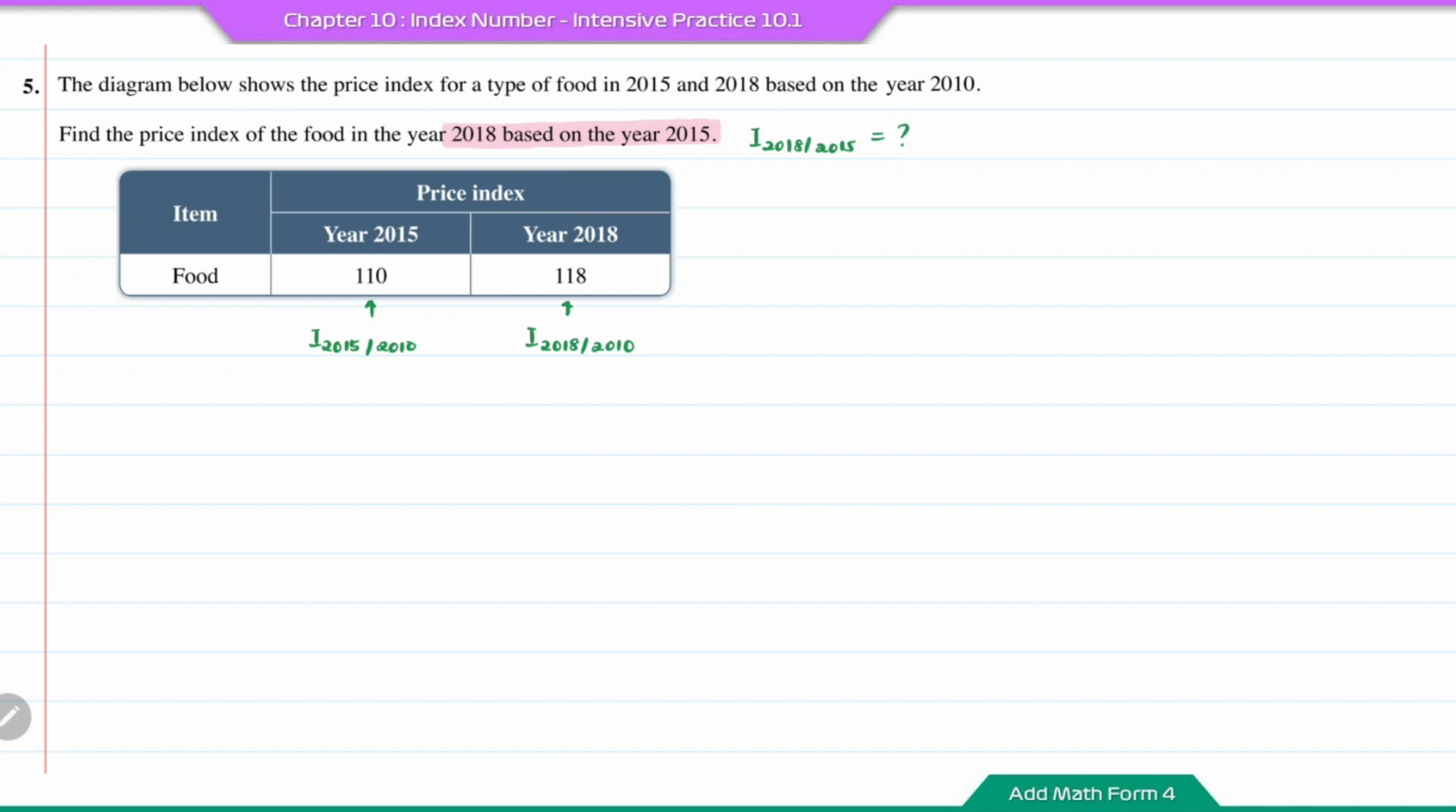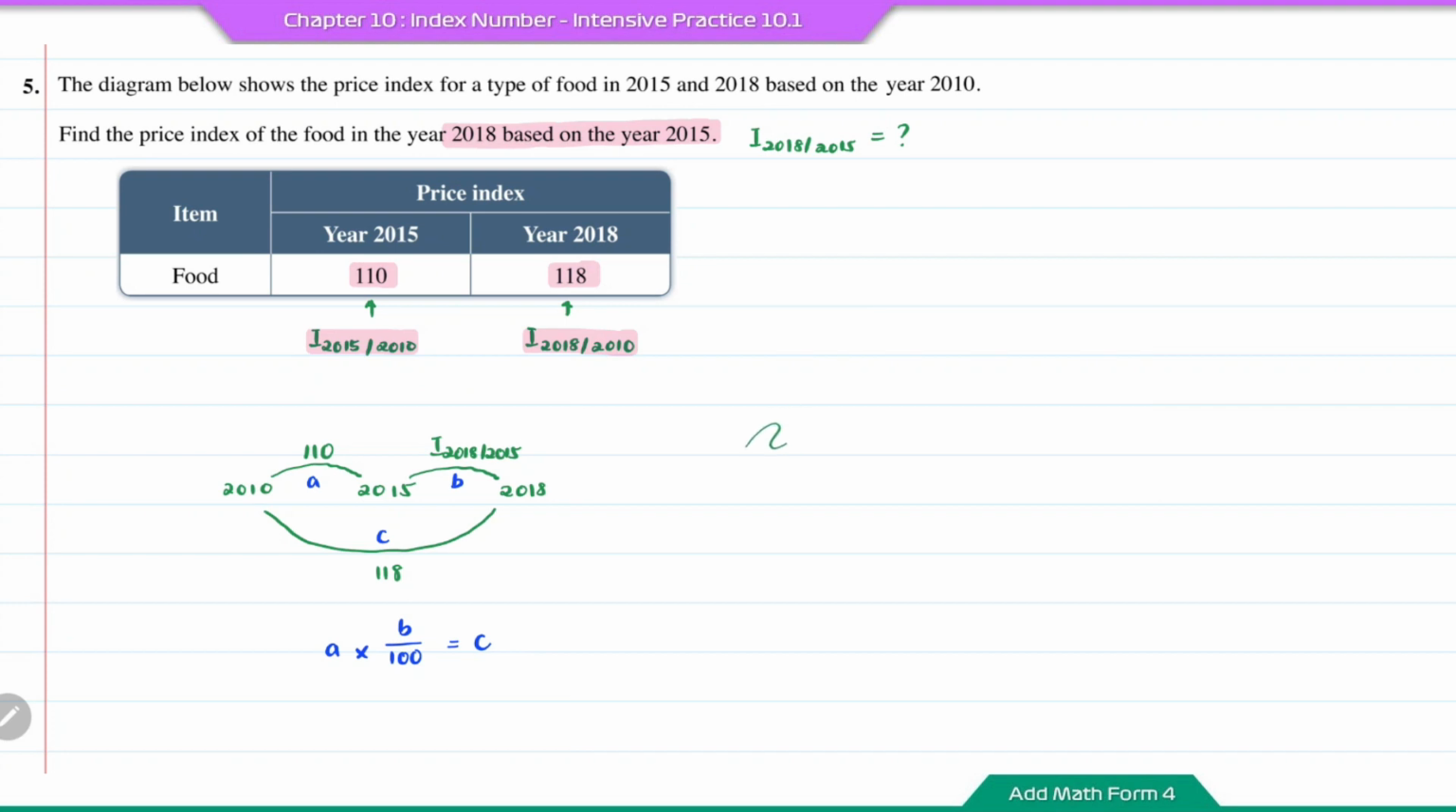So we can solve these questions using the SMILE method. The 3 years involved here will be 2010, 2015 and 2018. For the first part here, this will be the index number in the year 2015 based on 2010, which is the 110. And for the second part here, this will be the index number in the year 2018 based on 2015, which is the one that we want to find in these questions. As for this part, this will be the price index in the year 2018 based on 2010, which is the 118.